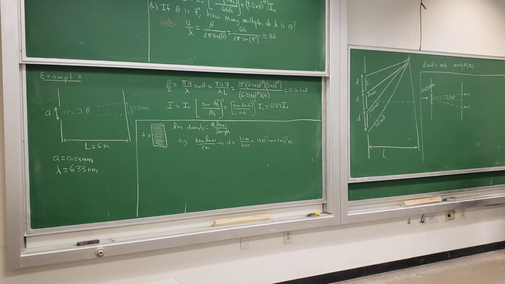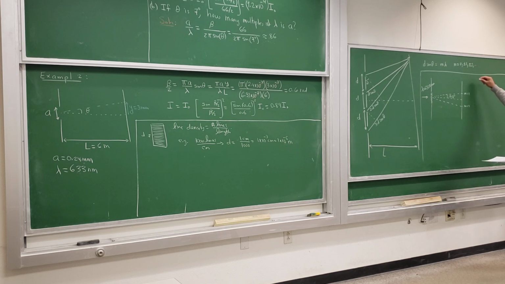Okay. The first question is find d and find the line density. So let's ask the first question. Part A, find d and the line density. That's part A. Any ideas on how to go about doing part A?